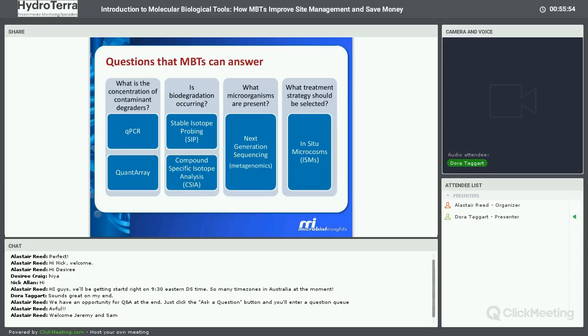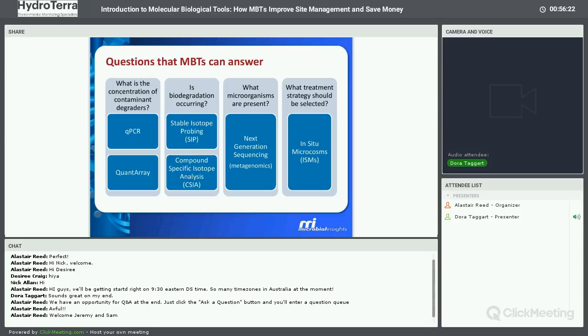Another question that we might ask at sites is, show me that degradation is actually occurring. So there's some tools that have come out within the last decade that are really exciting. There's compound-specific isotope analysis. Some of you have probably used that at your sites, where we look at natural fractionation, and we're going to talk about that briefly during the presentation today. Another tool that I really love that gives a very clear answer is called stable isotope probing. We'll go through that and how it helps us prove biodegradation.